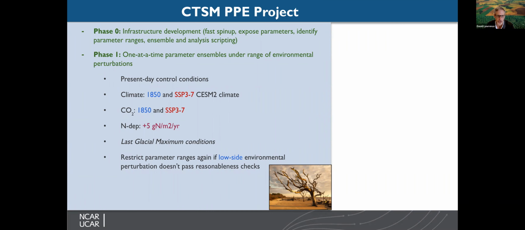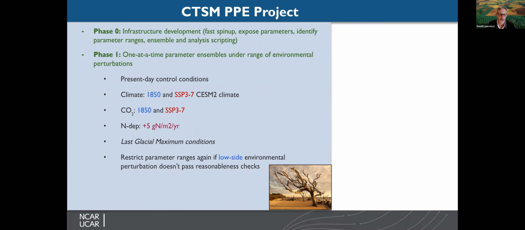And then we repeated those ensembles for several different environmental perturbations. So the climate of 1850, the climate of an SSP3-7.0 CESM2 climate in 2080 to 2100, CO2 levels at 1850, CO2 levels at the SSP3-7.0 level at 2080 to 2100, and then also a nitrogen deposition perturbation. And in principle, you could do this for more things. We've talked about doing, but have not done yet, last glacial maximum conditions, if you wanted to understand the impact of your parameter ranges for simulation of that kind of paleoclimate conditions.